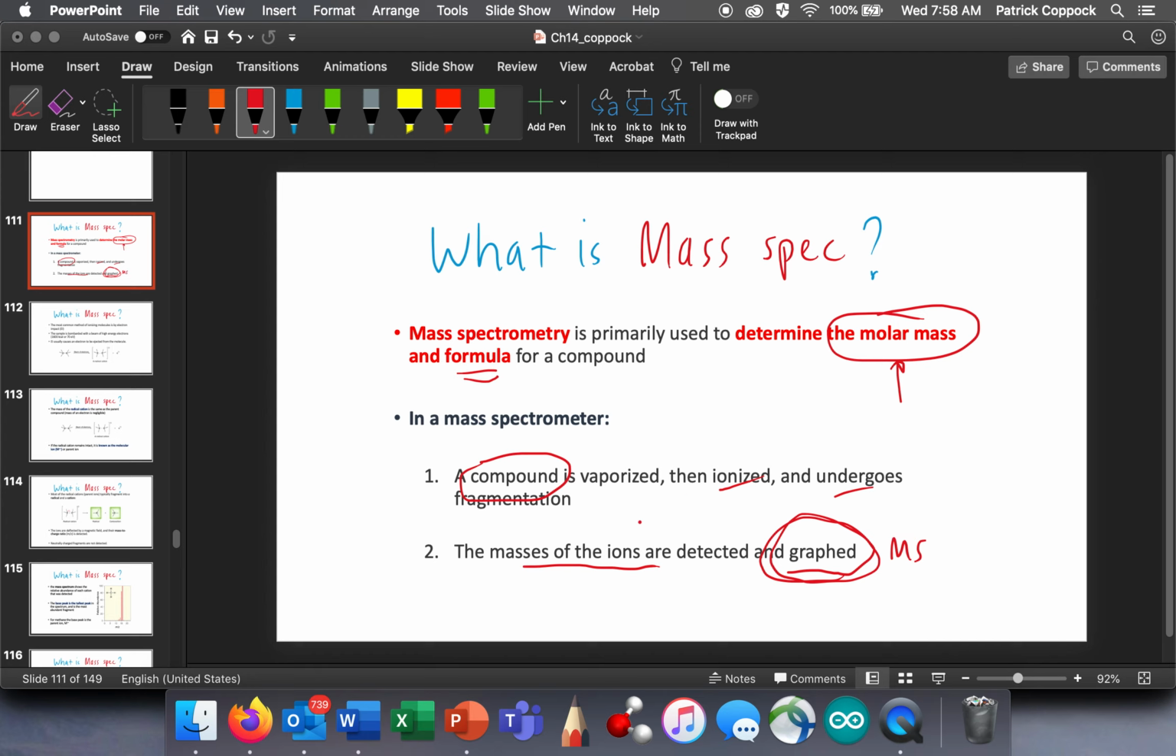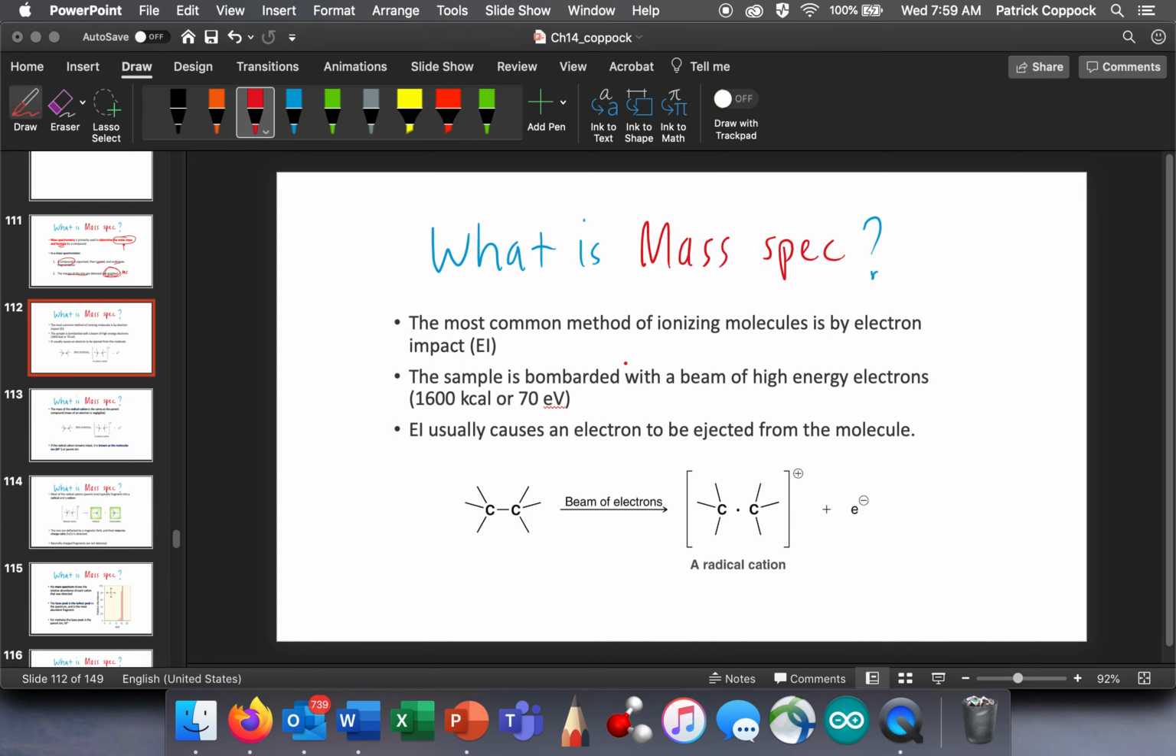So a compound is vaporized, and then it's ionized, and it falls apart. And when it does, we measure those pieces, and we graph them. All right, so let's talk about how it happens. The most common method of mass spec is electron impact, where we shoot high energy electrons at some sample. So let's take this as the sample. We shoot high energy electrons at it, and when we do, one electron is ejected. Okay, so after it's ejected, we have basically the thing we started out with, except one electron, and it's charged.